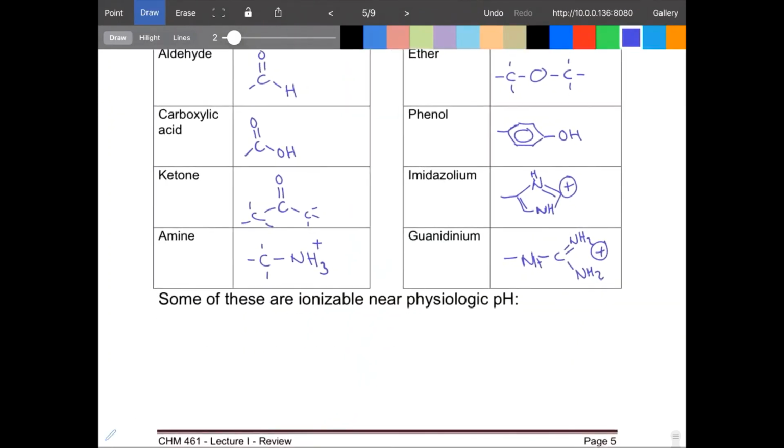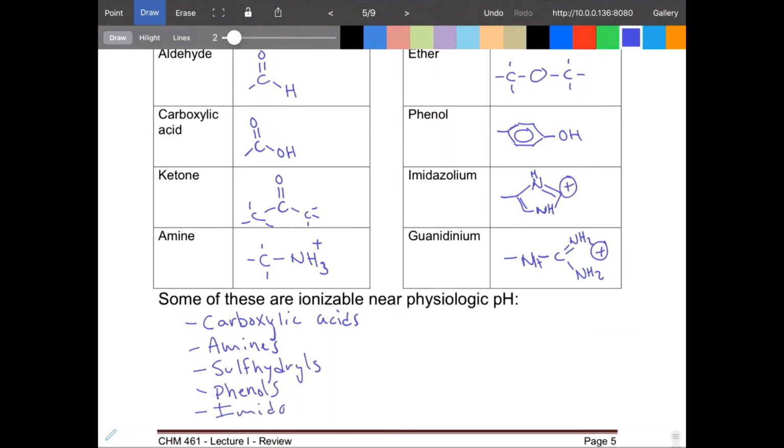Some of these groups are ionizable near physiological pH, and we're going to spend a lot of time with that, thinking about what the charges and what the ionization states are. So these would be things like carboxylic acid, amines, sulfhydryls, what else? Phenols, and also imidazolium as well. A lot of times it's called imidazole if it's neutral, but when it's positively charged, we call it imidazolium.